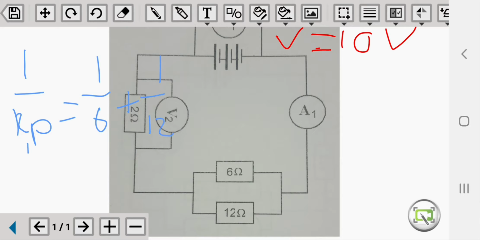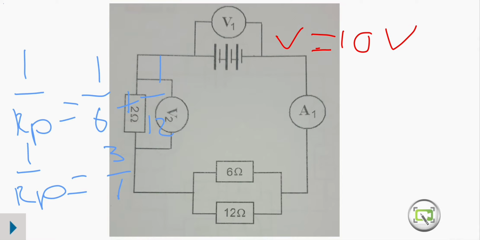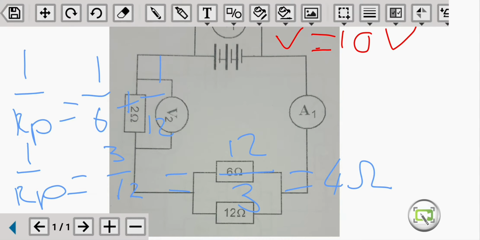And if we add those two, 1 over Rp will be equal to 3 over 4. Not over 4, over 12, sorry. Right, then we have to get the reciprocal. And if we get the reciprocal, we're sitting with 12 over 3, which is 12 divided by 3, and that will be equal to 4 ohms. So the total resistors in parallel is 4 ohms.